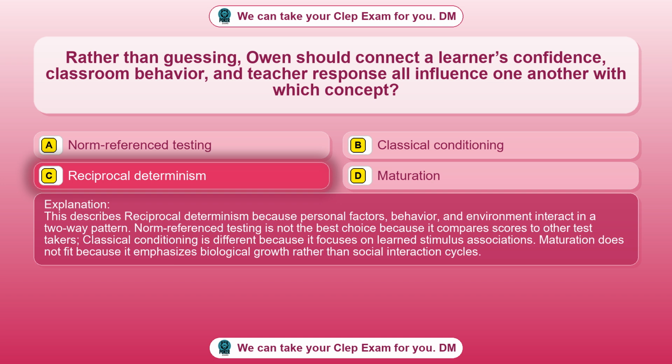This describes reciprocal determinism because personal factors, behavior, and environment interact in a two-way pattern. Norm reference testing is not the best choice because it compares scores to other test takers. Classical conditioning is different because it focuses on learned stimulus associations. Maturation does not fit because it emphasizes biological growth rather than social interaction cycles.